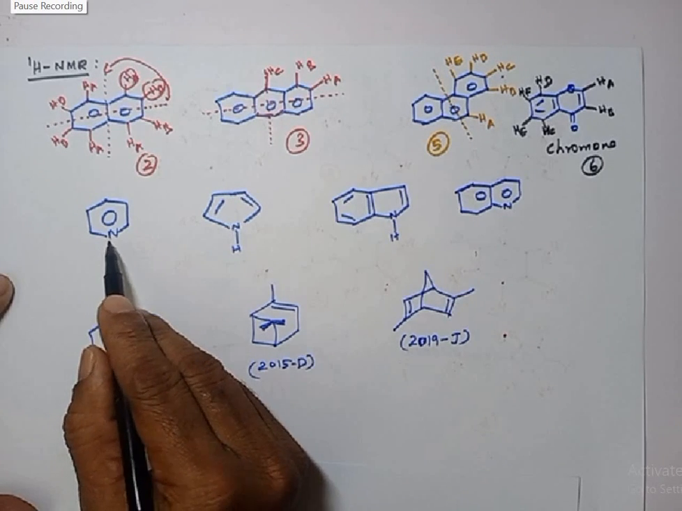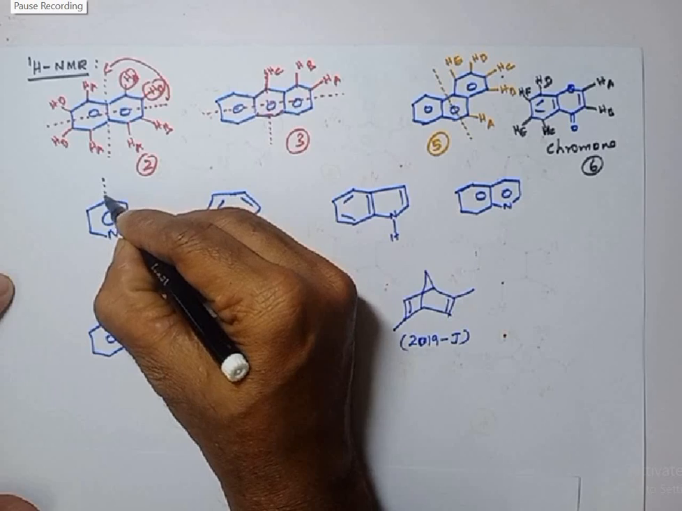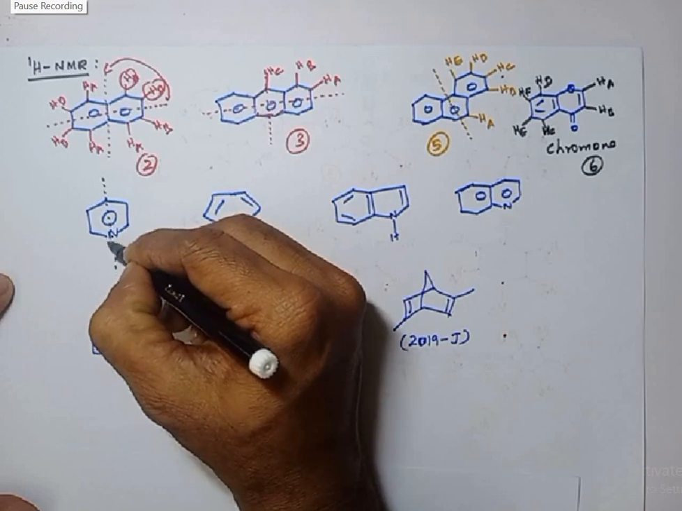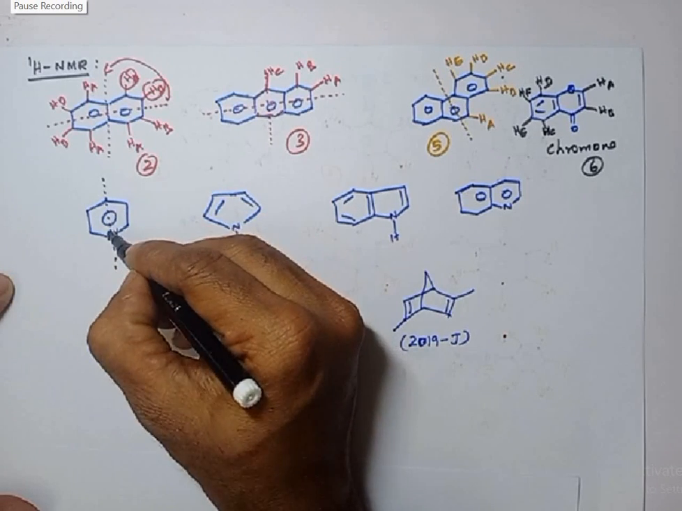Now let me move on to pyridine. In pyridine we have a plane of symmetry. See here, we can keep a plane passing through this carbon and the nitrogen.